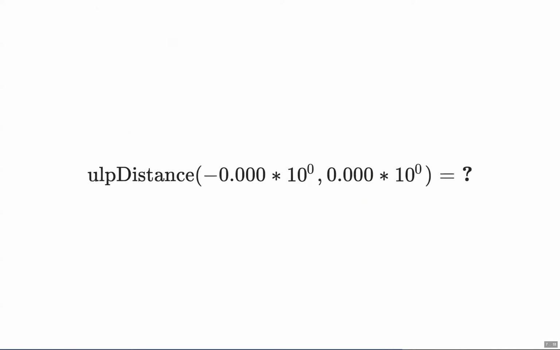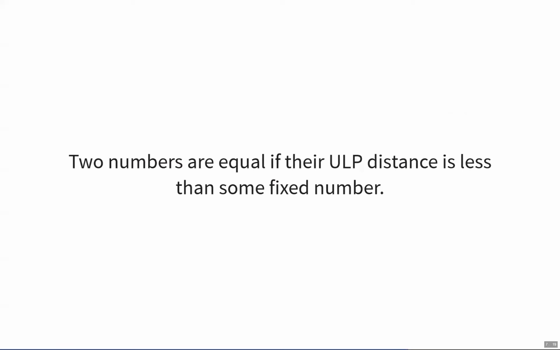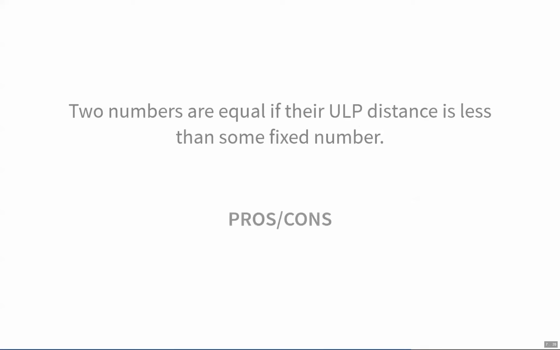Of course, there's an open question. What's the distance of minus and positive 0? Look, I don't know. Figure it out. It depends on your tooling. Different tools assign different distance to positive and negative 0. You have to check what your library does. And so under the ULP comparison, two numbers are equal if their distance is less than whatever constant you have picked.